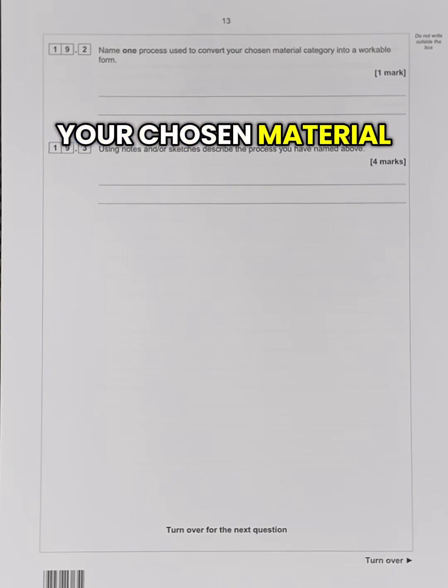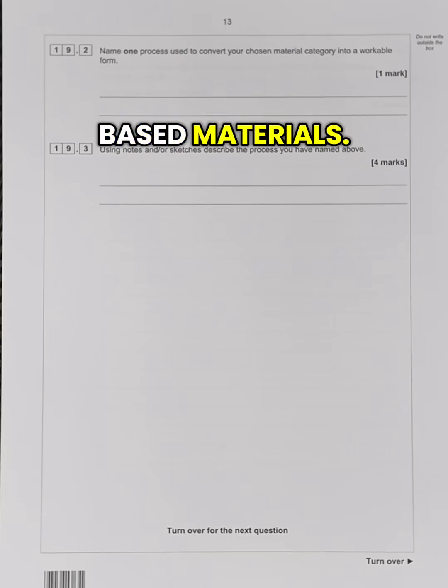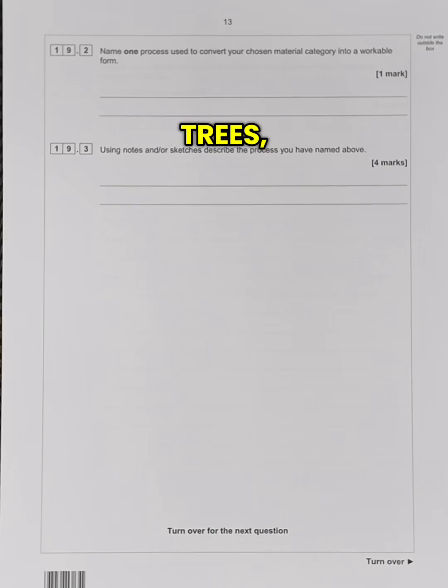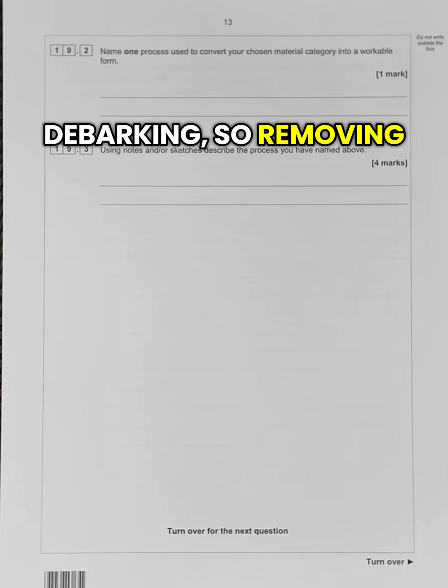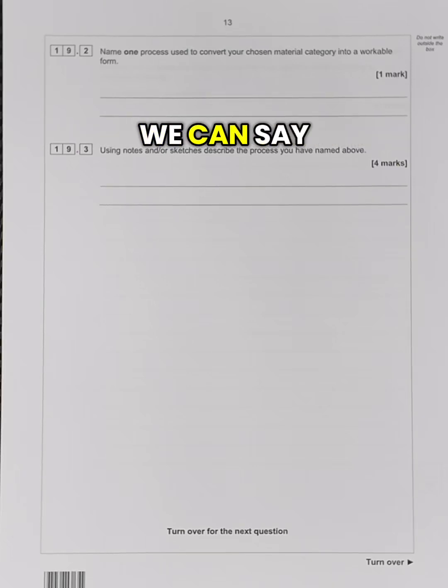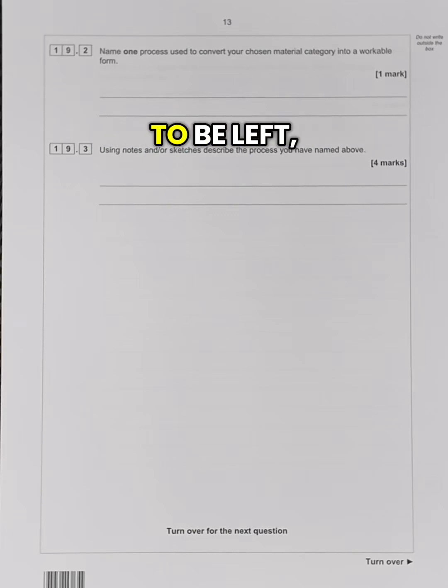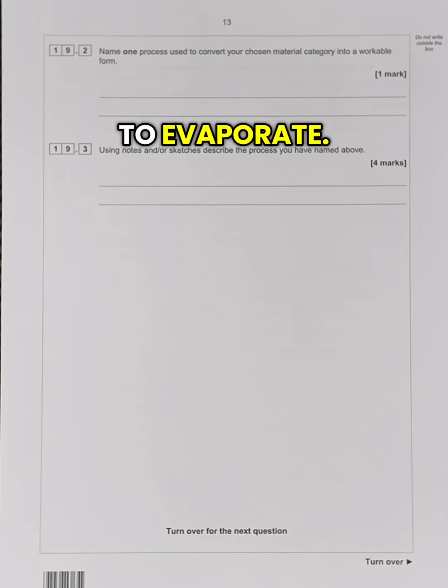19.2. Name one process used to convert your chosen material category into a workable form. So timber-based materials, we're talking about felling. So felling is the cutting of trees, not deforestation. We can say debarking, so removing the bark and branches. We can say sawing, so the trees have to be sawed into planks. We can say seasoning, which is the drying of trees. So it needs to be left for a year for the sap to evaporate.